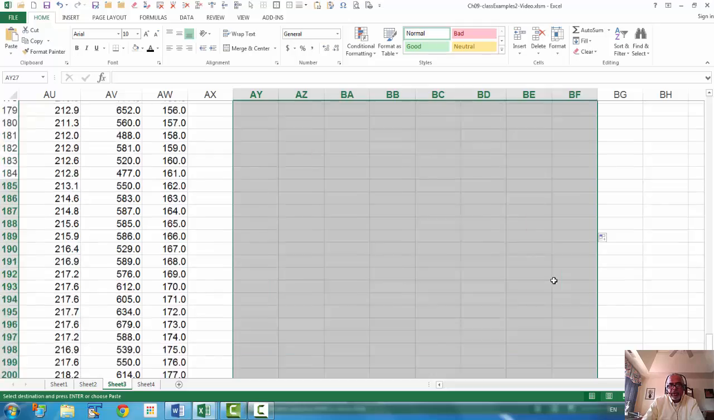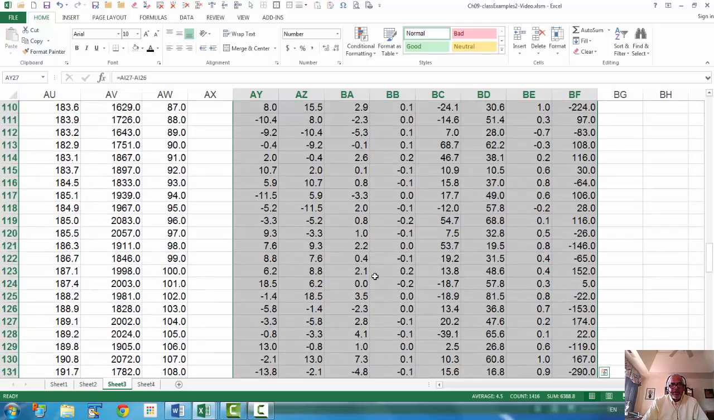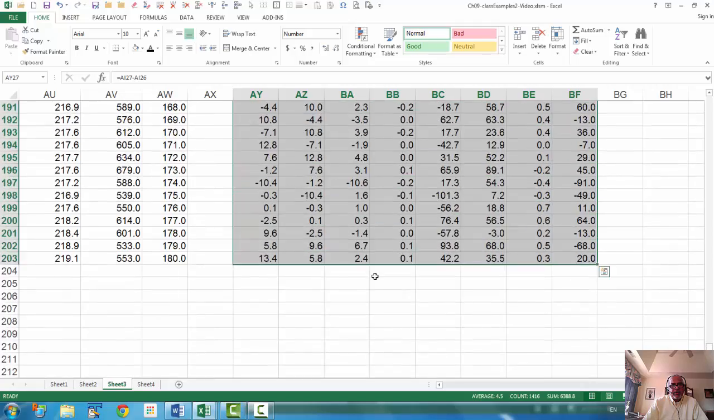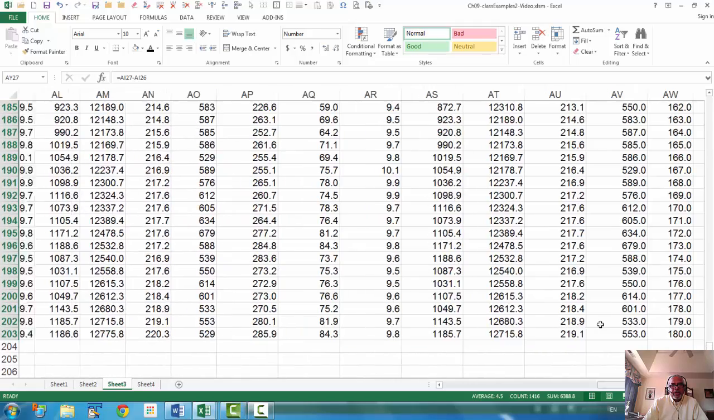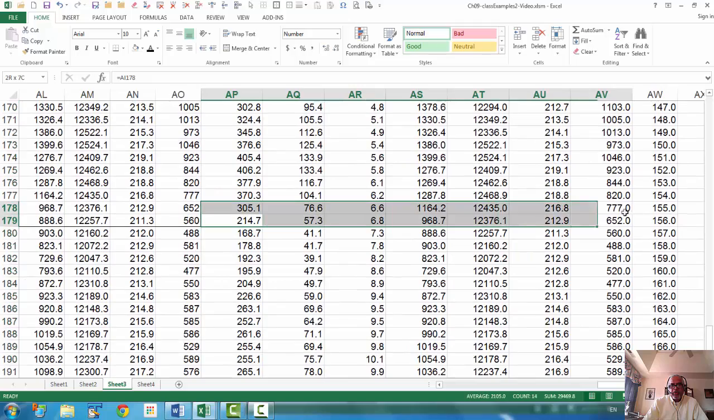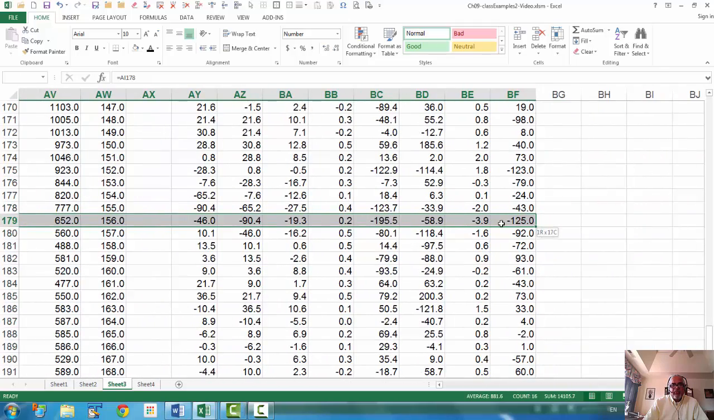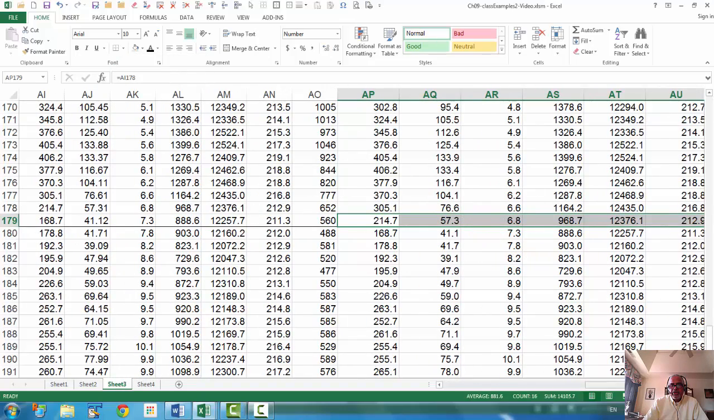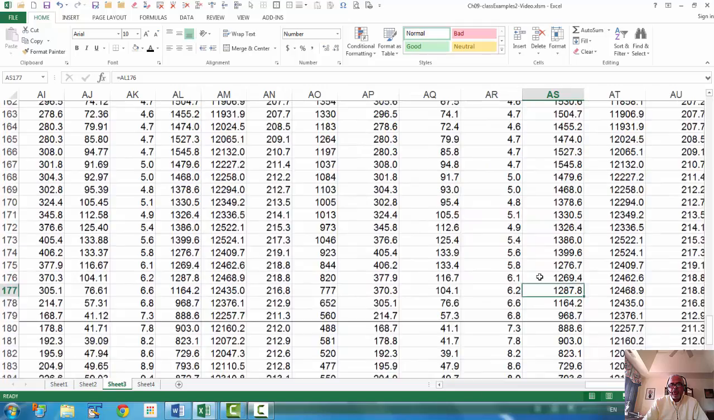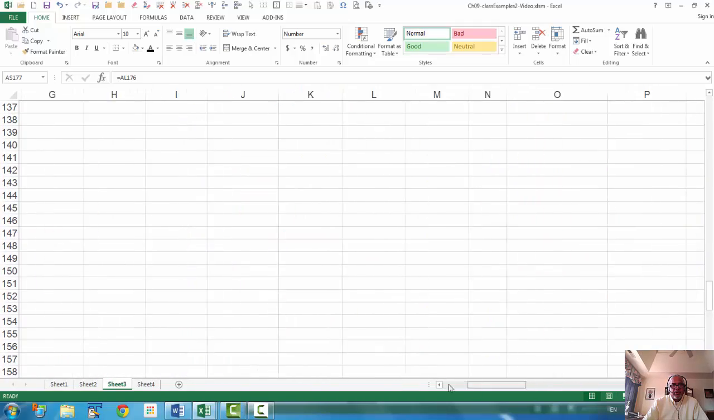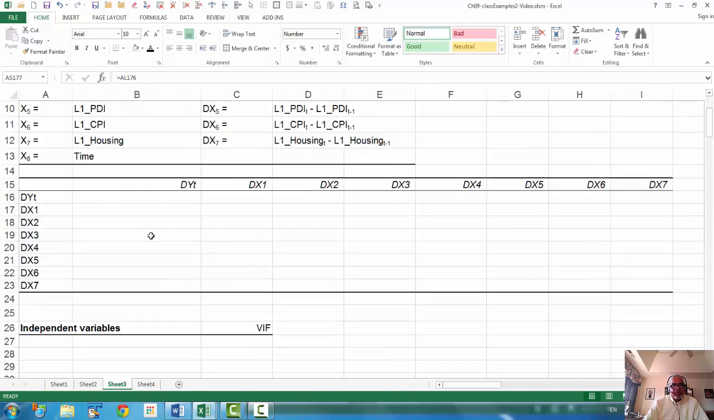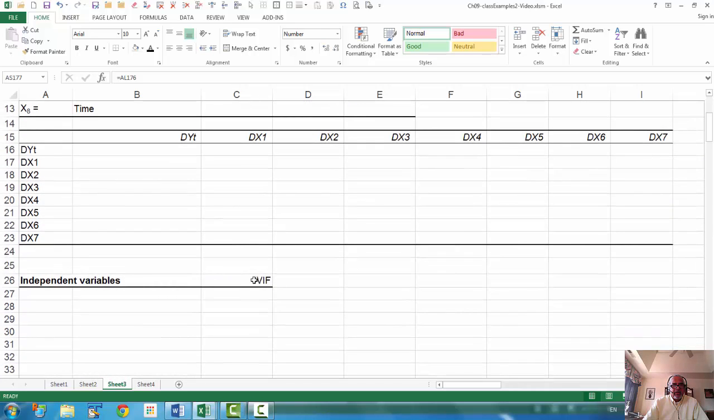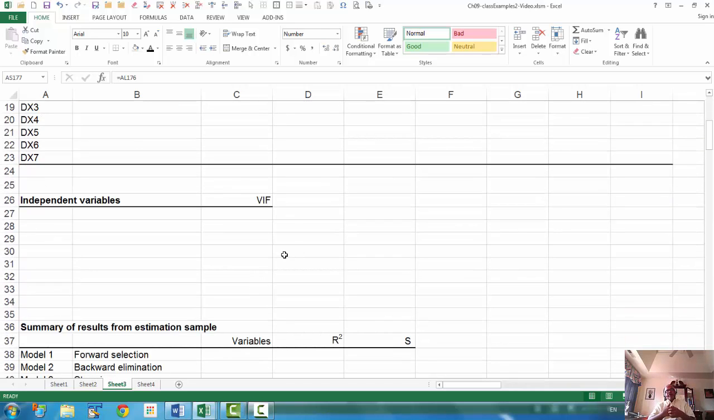We'll use the estimation sample for the purpose of estimation, and then we will look at the holdout sample for the purpose of measuring the forecast accuracy. So that's where the separation is between estimation sample and holdout sample. Now the first step is to run a correlation and then compute the VIF values and then see whether we can eliminate some of these variables from consideration. So we'll do that in the next video.